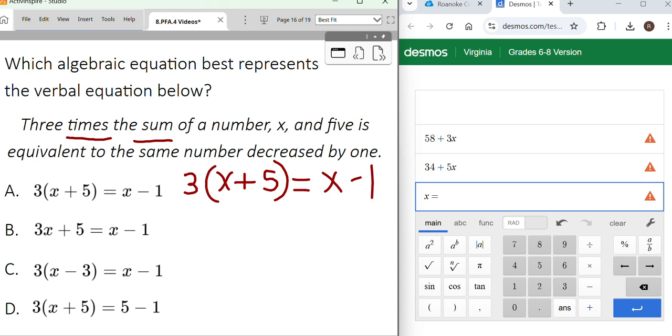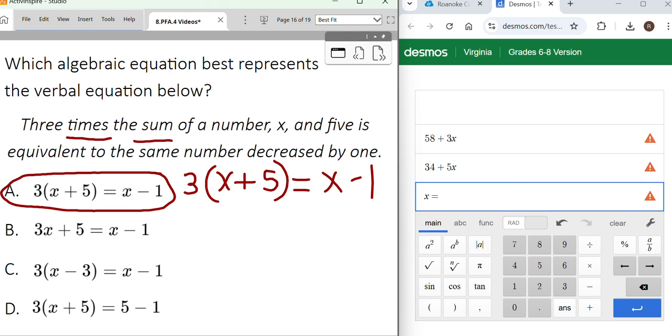Now, I know that sounds a little weird, but again, when you have two things in a row, 3 times the sum or 3 times the difference would mean parentheses and a minus sign. Just keep an eye out for that. So we've got 3 times the quantity x plus 5 equals x minus 1. So that's definitely the answer right there. We don't have to go any further.